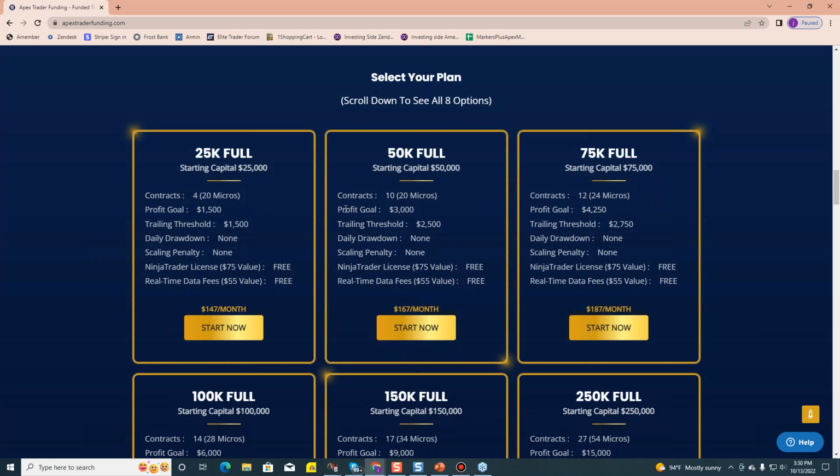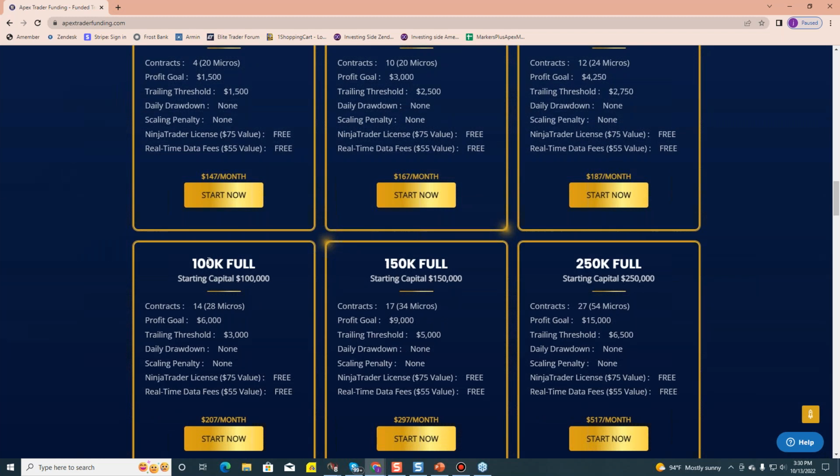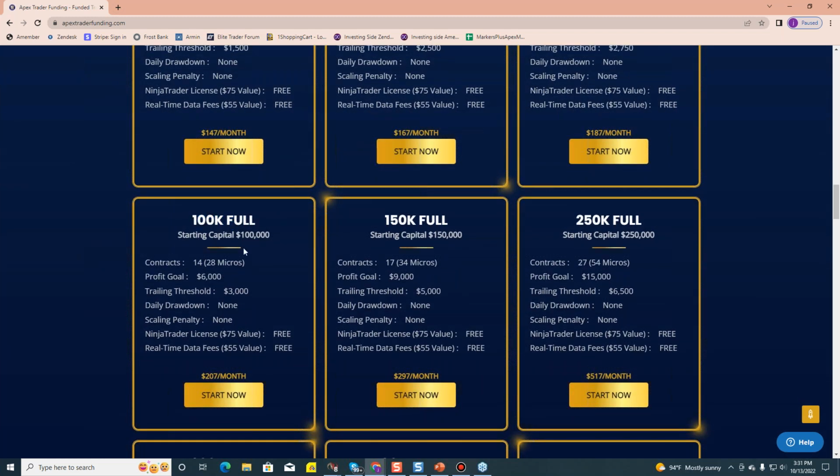How do you pass this? Well, the profit goal is $3,000. Can you make $3,000 of profit in this account without hitting the trailing threshold drawdown stop of $2,500? We'll talk a little more about that in a little bit. We don't have any daily drawdowns or scaling penalties or weekly drawdowns, nothing like that, okay? So all this is saying is, for this size of account, can you make $3,000 without losing $2,500? Or over here, you go up to a bigger size account like the $100,000 account. Can you make $6,000 without losing $3,000?